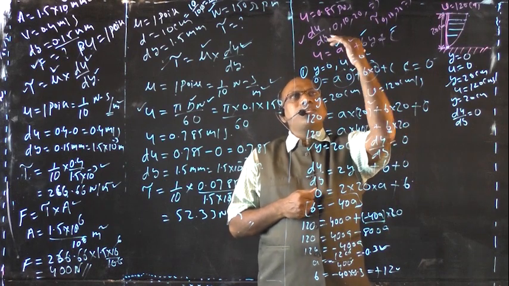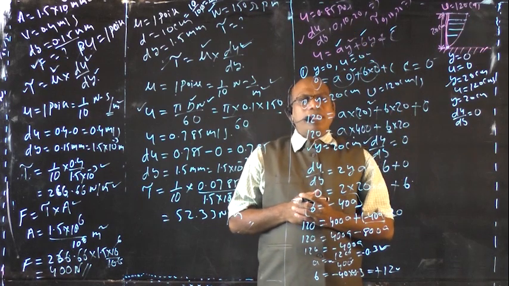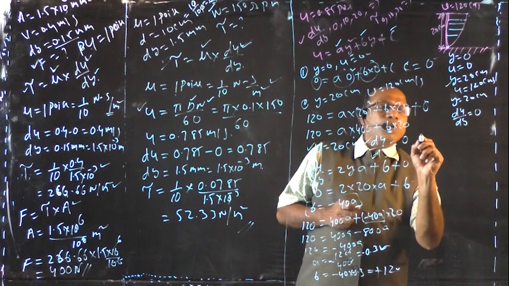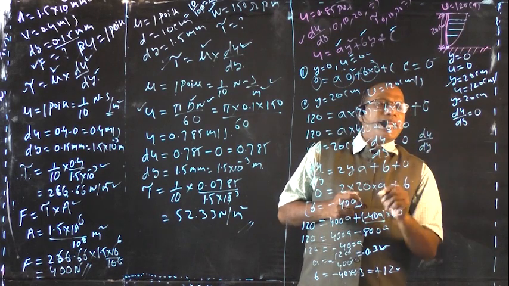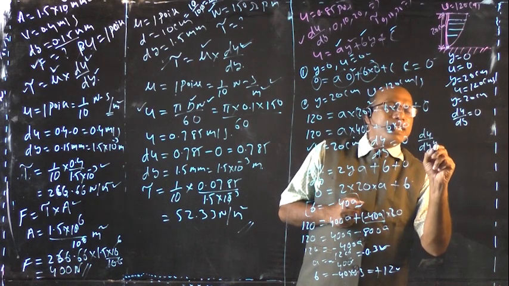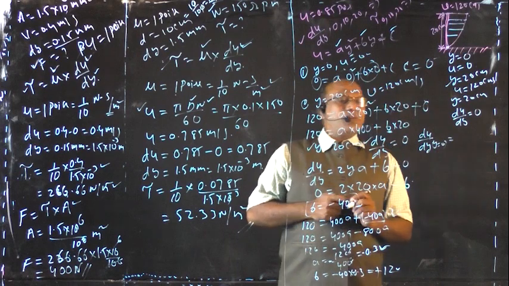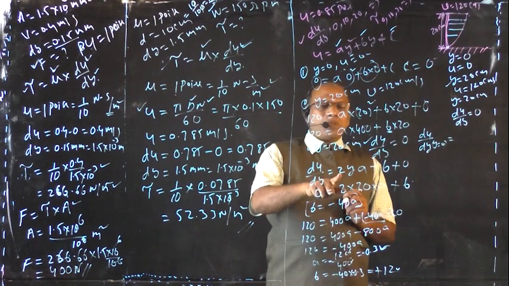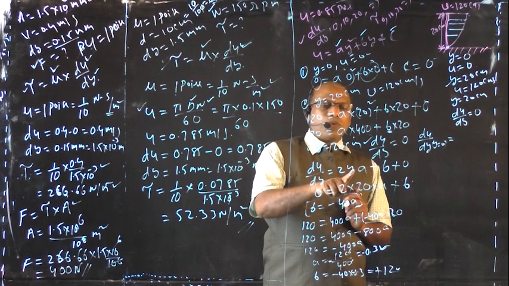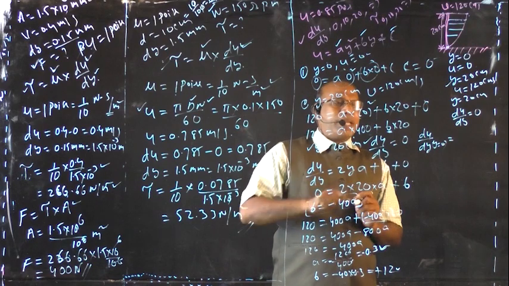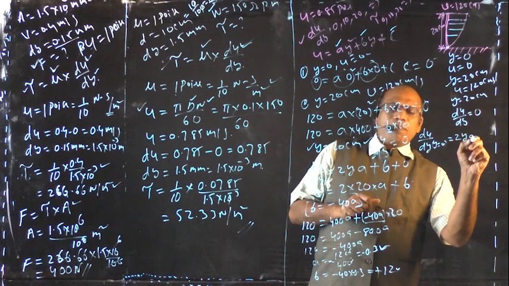Now we want to determine the velocity gradient at a distance 0, 10, 20 centimeters from the boundary. Therefore du by dy at a distance y is equal to 0. What is the formula? du by dy is equal to 2ya plus b.